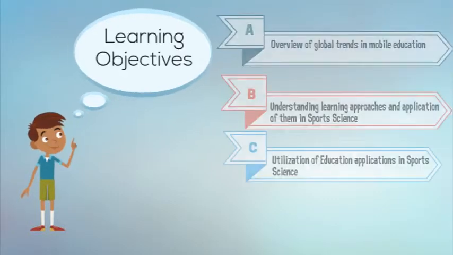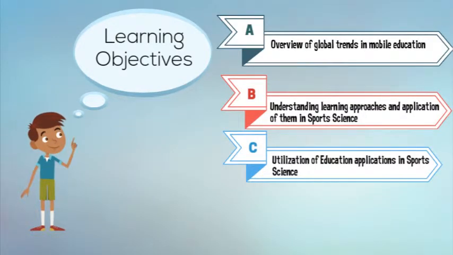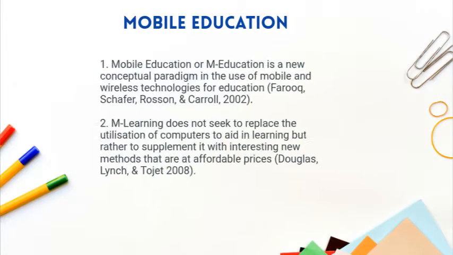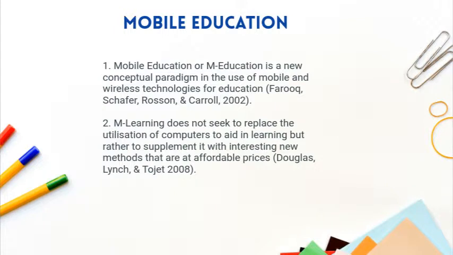I hope that through this learning guide, you can have a greater understanding of global trends in mobile learning, including the concept of affordances and affordability, educational approaches in sports science and various usages of mobile technologies used in sports science. Mobile education is a new form of education which integrates the usage of mobile and wireless technology, and it allows educators to create interesting methods of teaching.